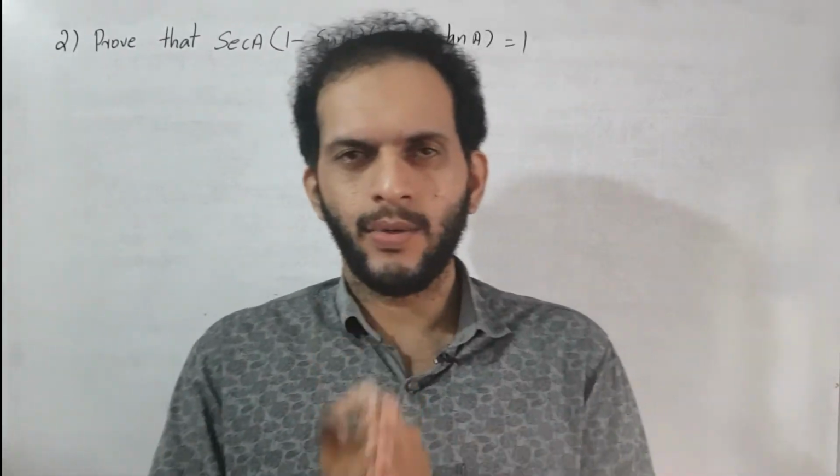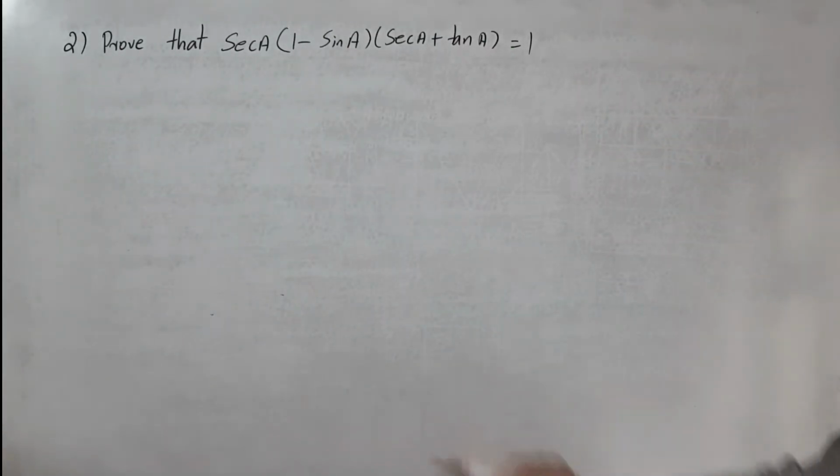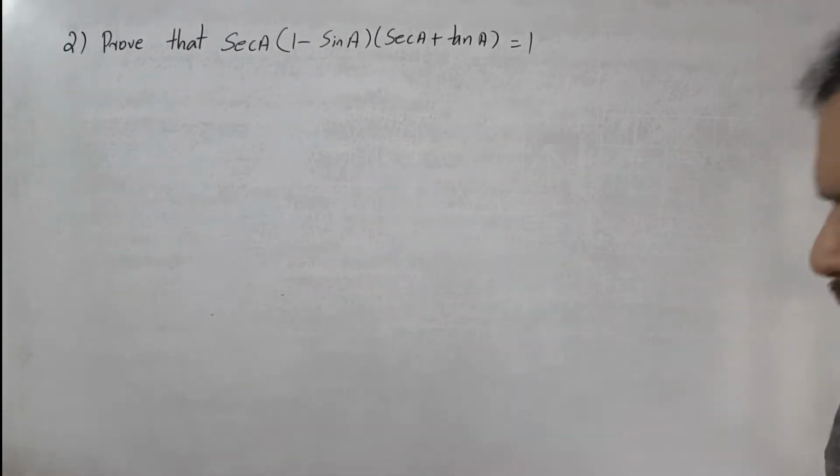Then this is a basic application of an identity. Next we go to the next question. The question is like this: prove that sec A into 1 minus sin A into sec A plus tan A is equal to 1. We want to prove this result. The product of these ratios is equal to 1.